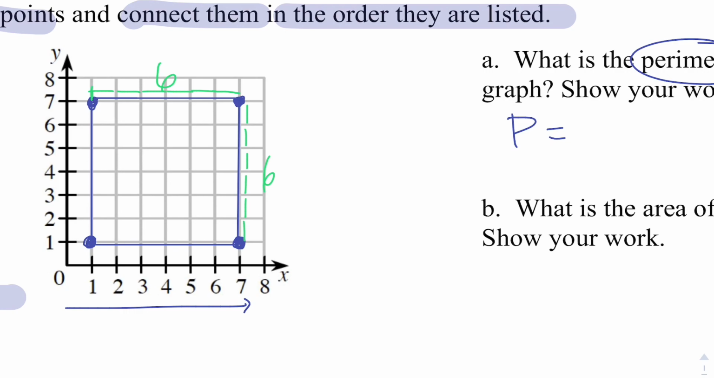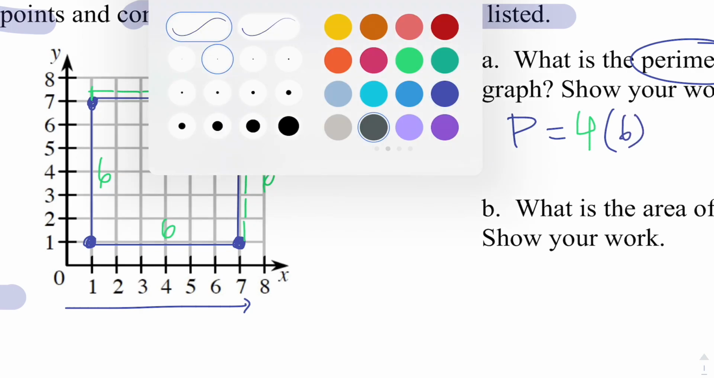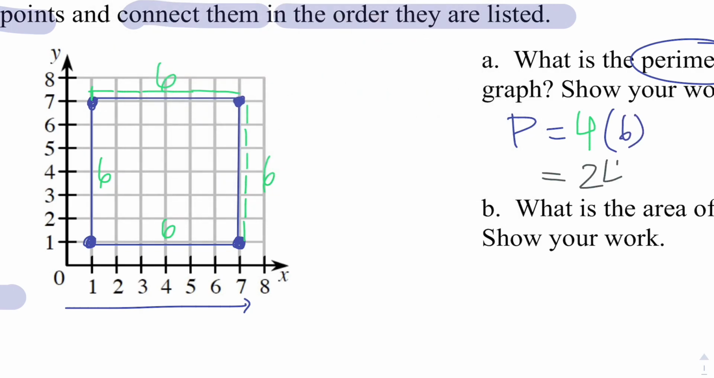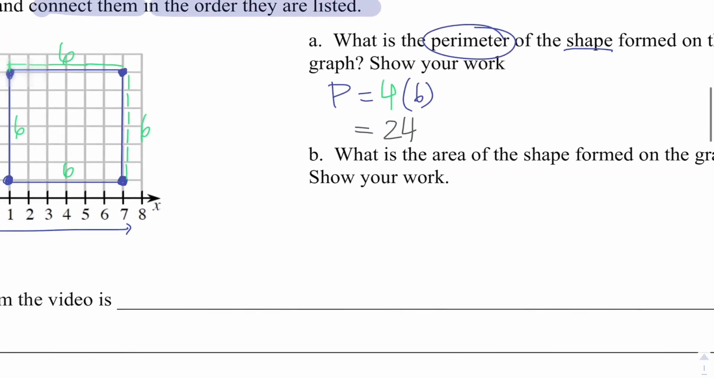So remember, it's the toothpicks on the outside that counts the perimeter. So that's 6 on the outside, top and right. And then obviously the bottom's going to be 6 and the left side is also going to be 6. So making this, I have 4 sets of 6, which gives you 24. 24 units for perimeter.